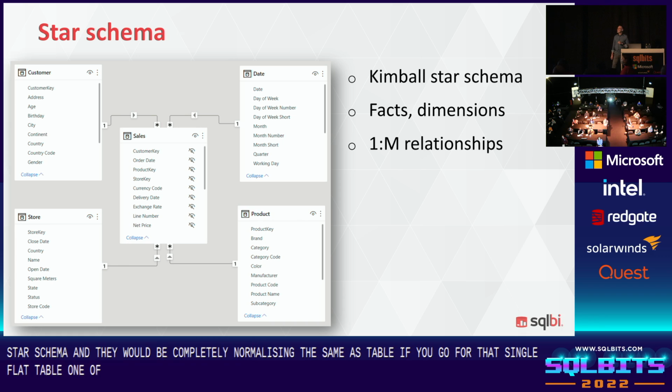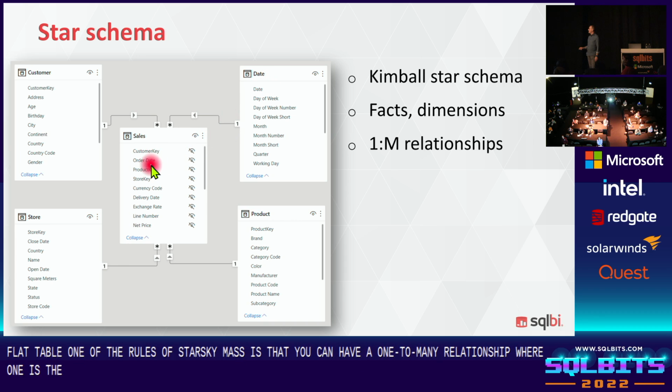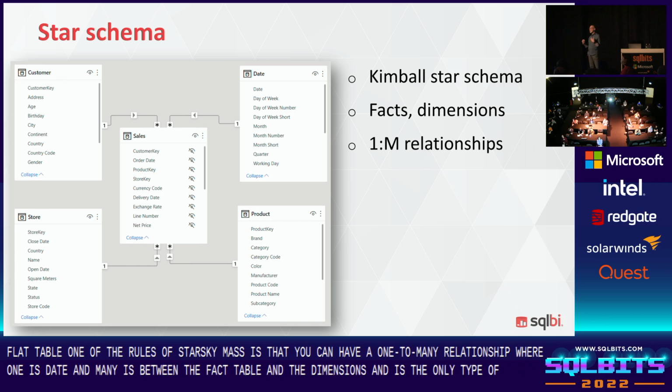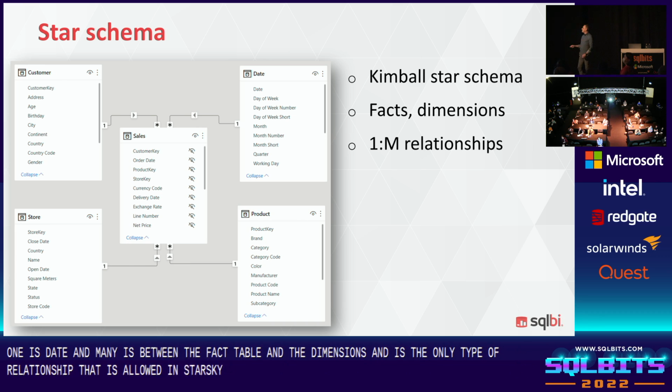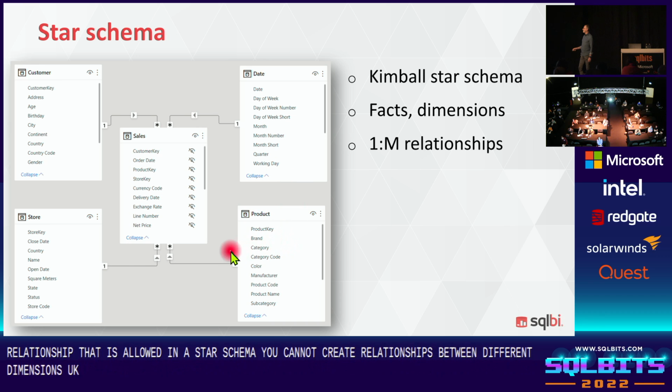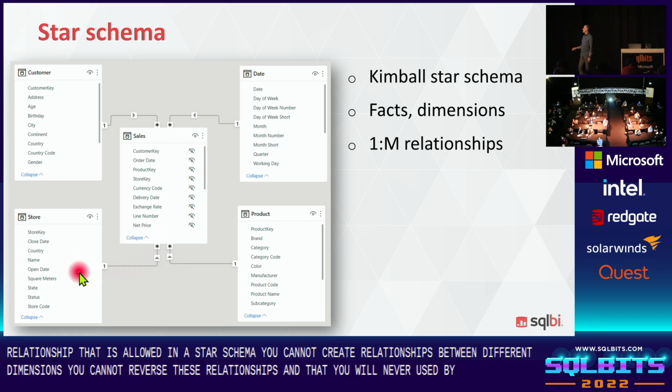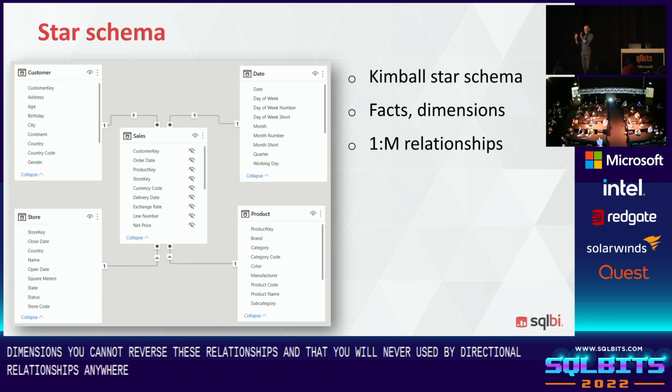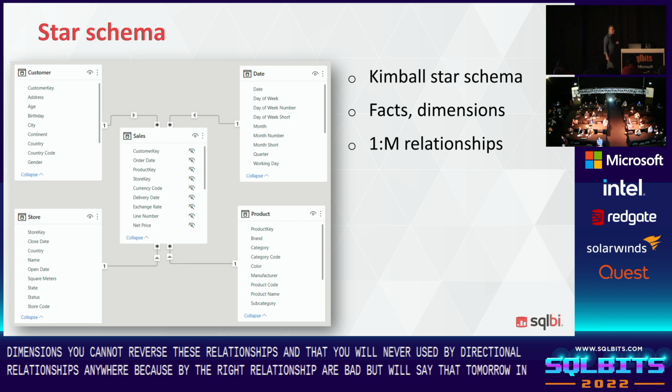One of the rules of star schemas is that you can have a one-to-many relationship where one is date and many is sales, between the fact table and the dimensions. And that's the only type of relationship that is allowed in a star schema. You cannot create relationships between different dimensions. You cannot reverse these relationships, and you will never use bidirectional relationships anywhere, because bidirectional relationships are bad. But we will see that tomorrow in a different session.